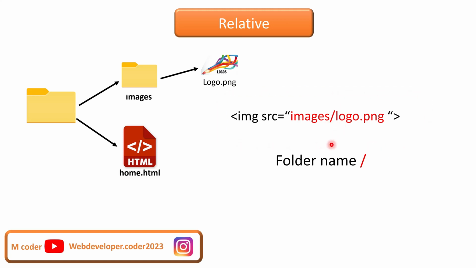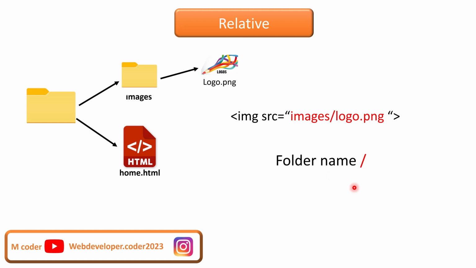That means we have now entered the images folder. And now I write the name of the photo along with its extension, logo.png. In this way we could use the photo in the images folder in the home file. So when we want to enter a folder, we first write the name of the folder and the slash.